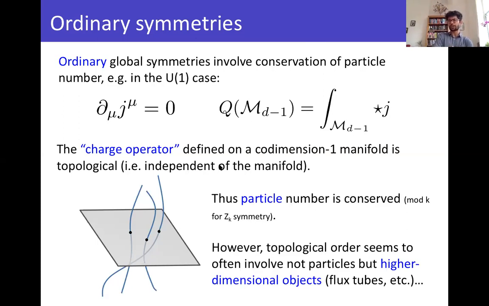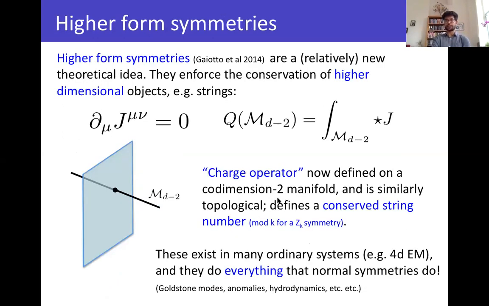But if you look at examples of topological order, they often seem to involve not particles, but higher dimensional objects like flux tubes and things like that. So given this, you might ask, if I have a symmetry principle that conserves particle number, is there a different symmetry principle that conserves the number, the density, not of particles, but of higher dimensional objects? It turns out that there is, okay? The symmetry principle behind this is called higher form symmetry or generalized global symmetries. They're a new theoretical idea, which were explained in this very nice paper by Gaiotto, Kapustin, Seiberg and Willett in 2014. But it's really a very, very simple idea. A higher form symmetry says that you can imagine the conservation of higher dimensional objects like strings just by imagining a current that has one more index. Okay?